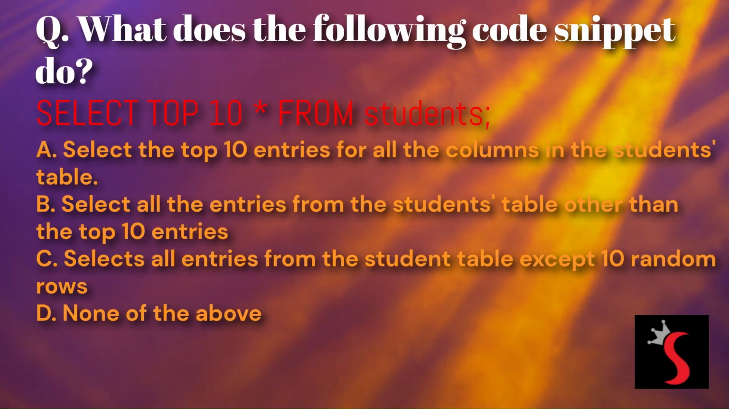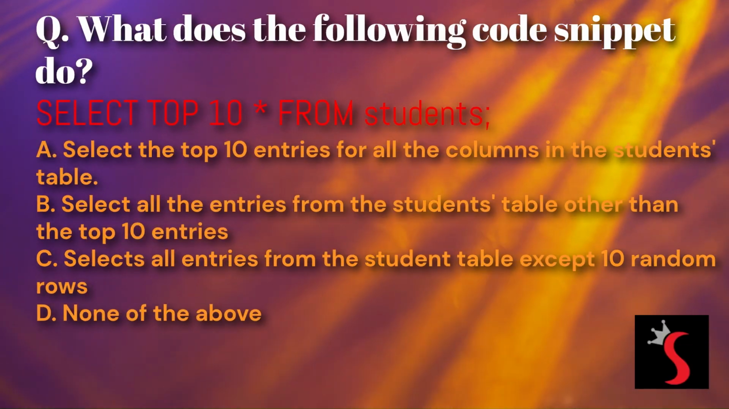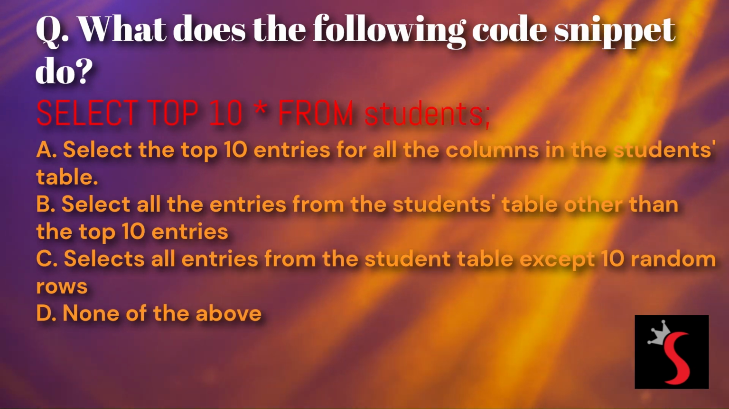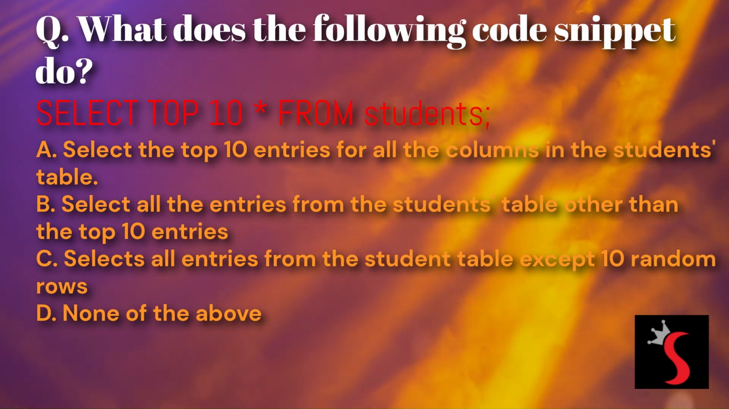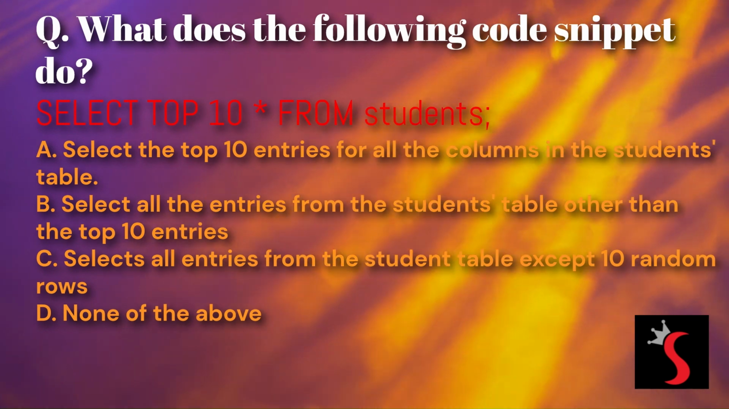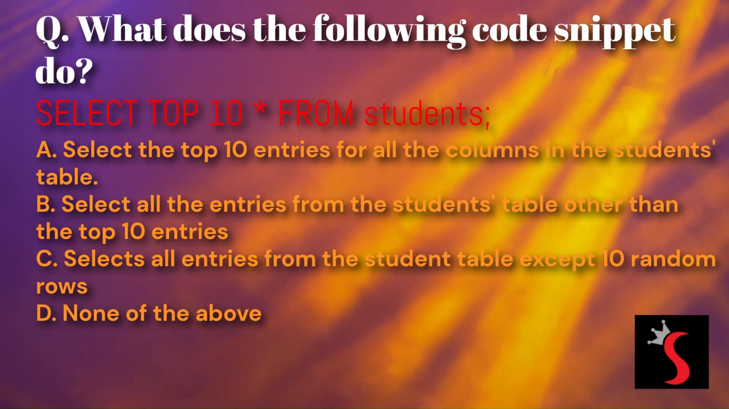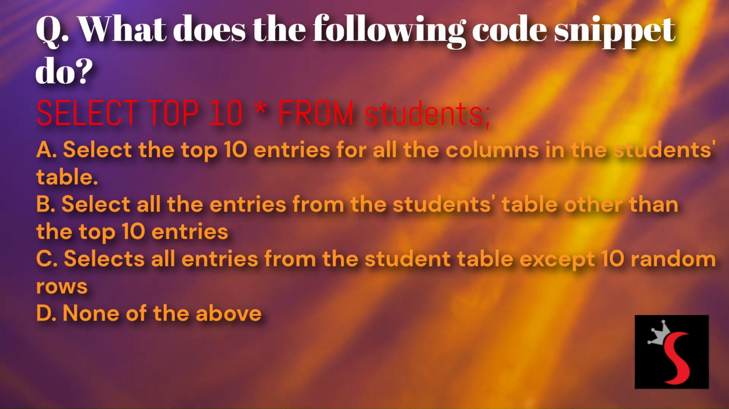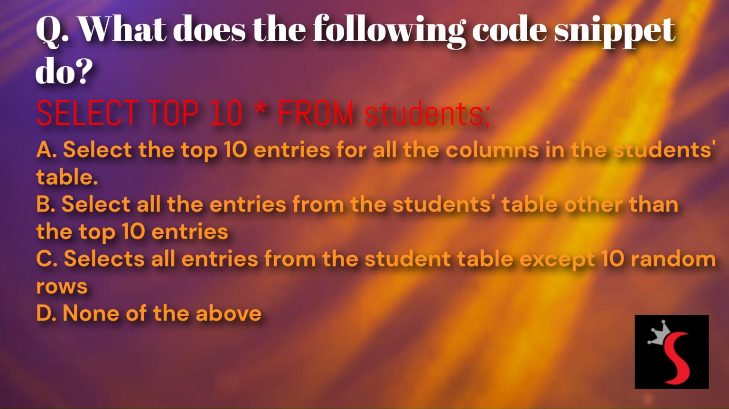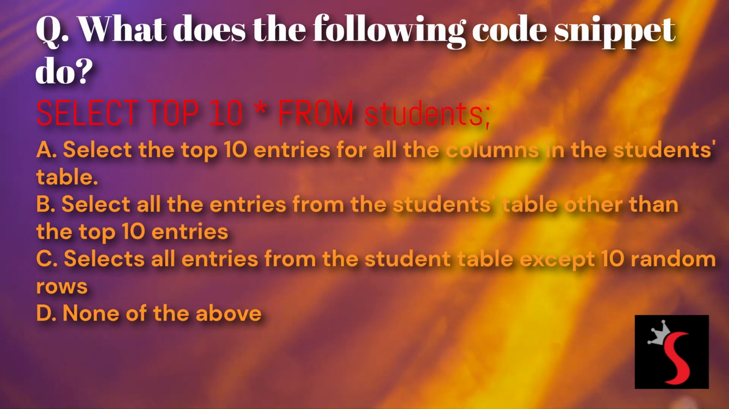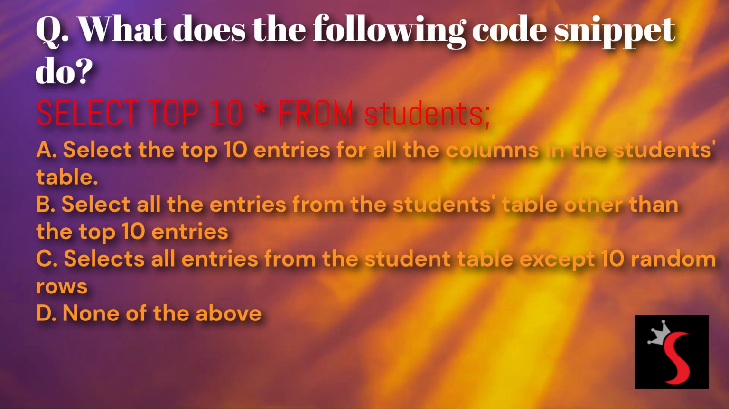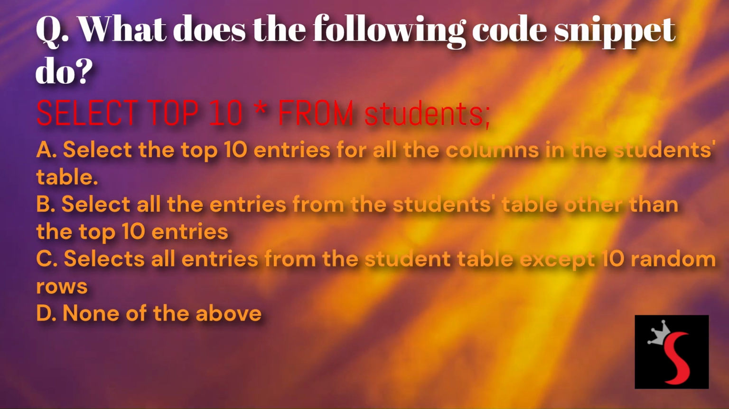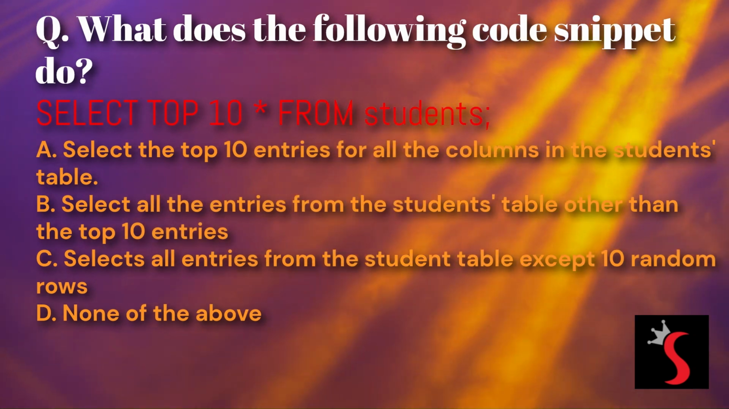What does the following code snippet do? Select top 10 asterisk from students. A. Select the top 10 entries for all the columns in the students table. B. Select all the entries from the students table other than the top 10 entries. C. Selects all entries from the student table except 10 random rows. D. None of the above.